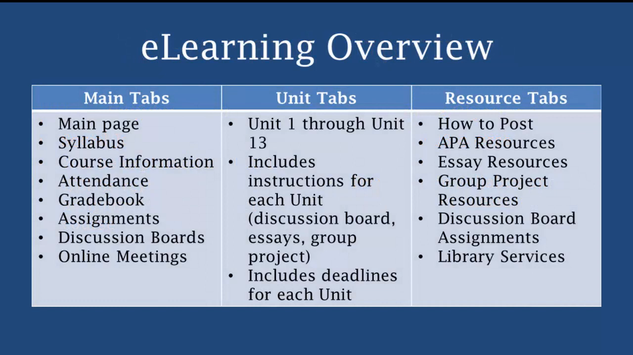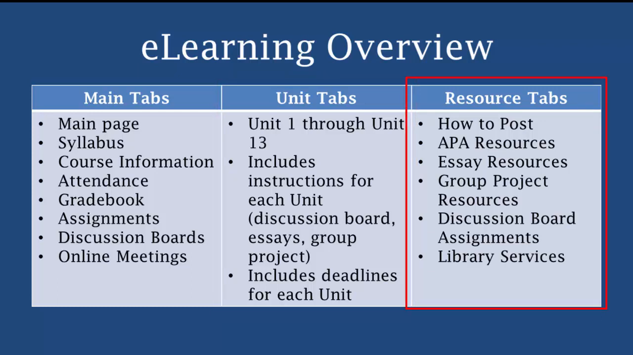Now that you know what the course is about and have a rough outline of the course, let's turn to eLearning. Since this course is predominantly online, there are a lot of tabs in our eLearning course. The first set of tabs I call main tabs. These are places you will return to over and over throughout the course. The second set of tabs I call unit tabs. These are the 13 tabs, one for each unit. Each unit tab has the instructions for the assignment for each unit and also the deadlines. We'll go over an example of a unit tab so you can understand how to use it.